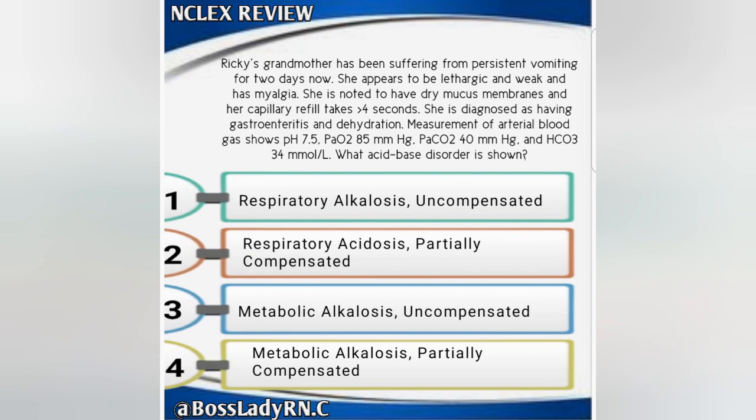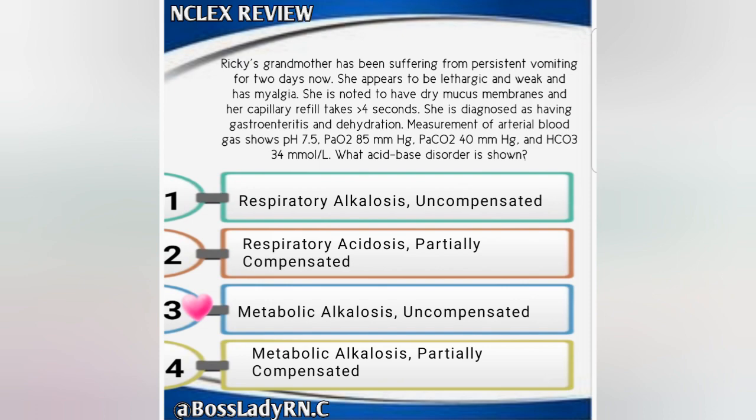Measurement of arterial blood gas shows pH 7.5, partial pressure of oxygen 85 mm mercury, partial pressure of carbon dioxide 40 mm mercury, and bicarb 34 millimole per liter. What acid-base disorder is shown? The correct answer is option 3.